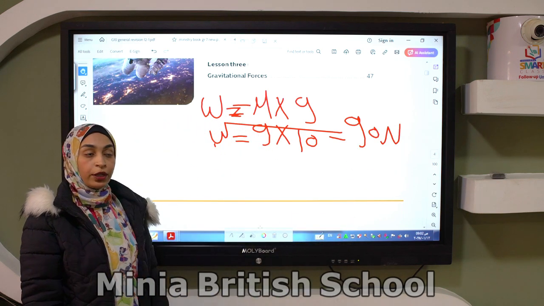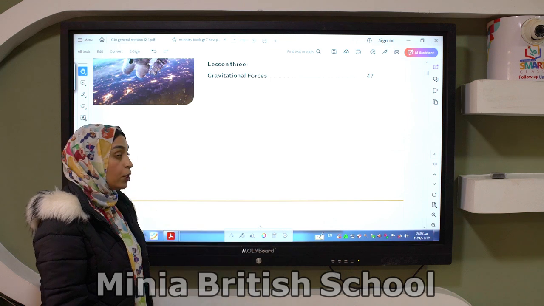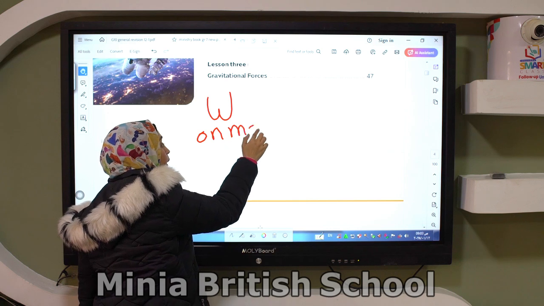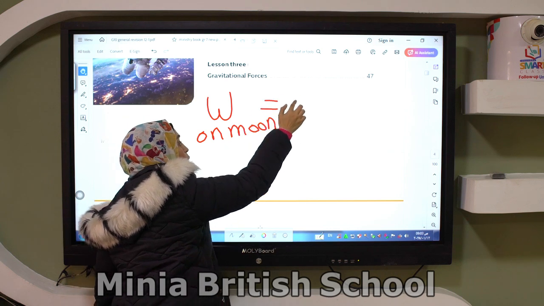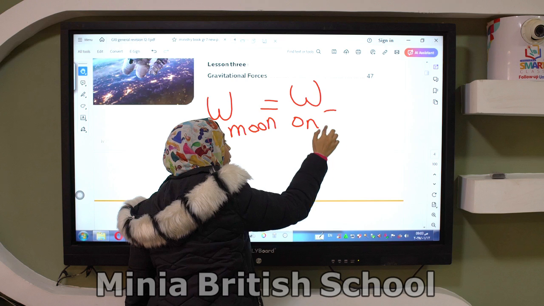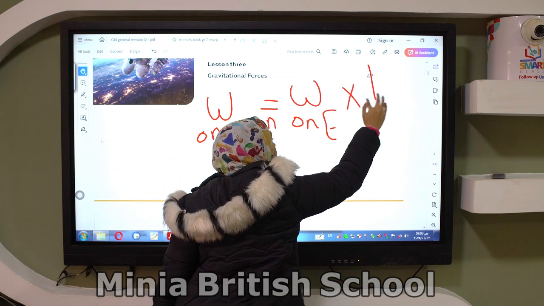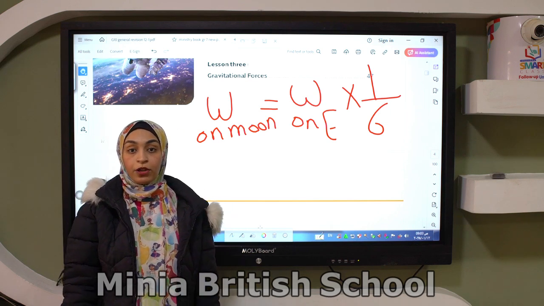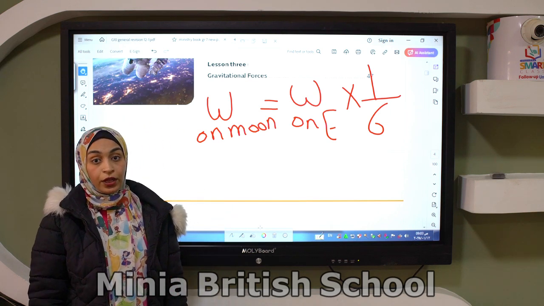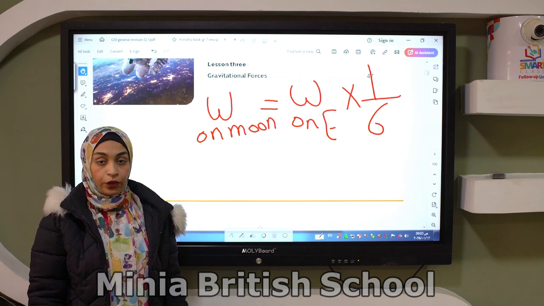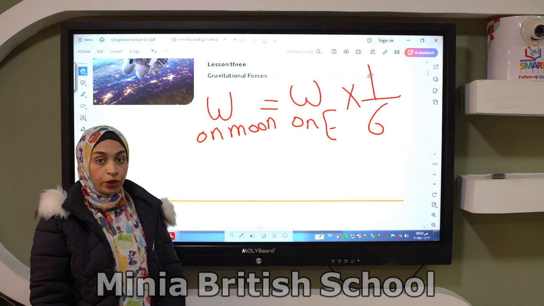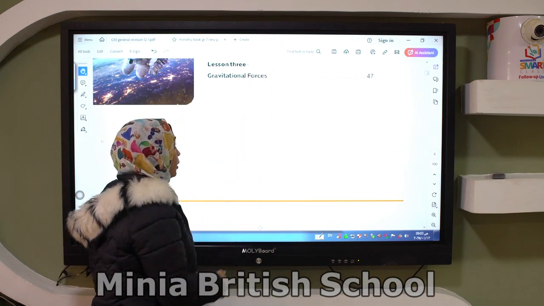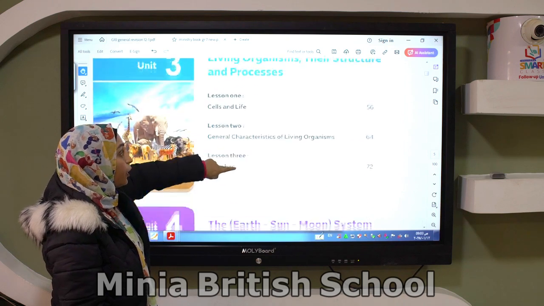That's for the weight on the Earth. How can we calculate the weight on the moon? Weight on the moon equals weight on Earth times 1/6. And don't forget that the gravity on the moon decreases by a fixed amount compared to the gravity on the Earth. That's for Unit 2. Let's start in Unit 3 with the title, The Living Organism.